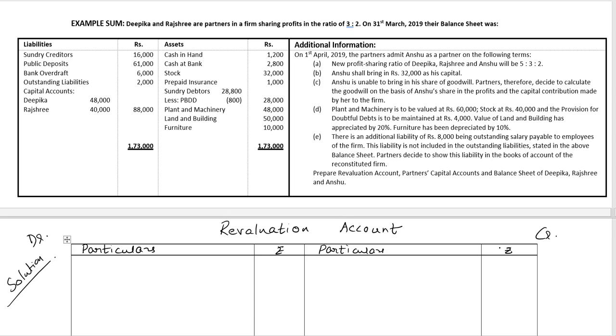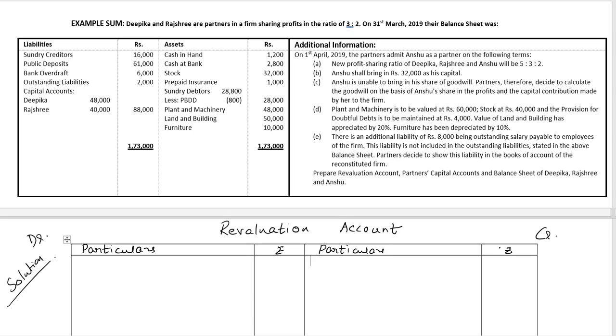Let's go to the additional information. Point A is about the NPSR. Point B is about the capital brought in by the incoming partner. The point C is about the hidden goodwill. Let's go to point D.